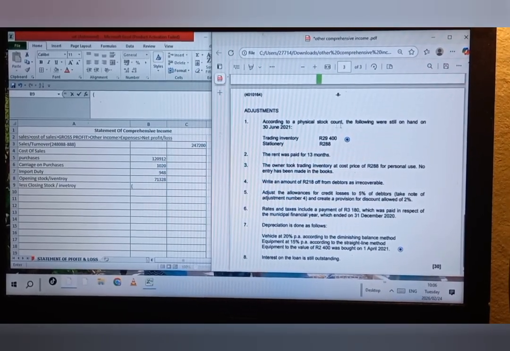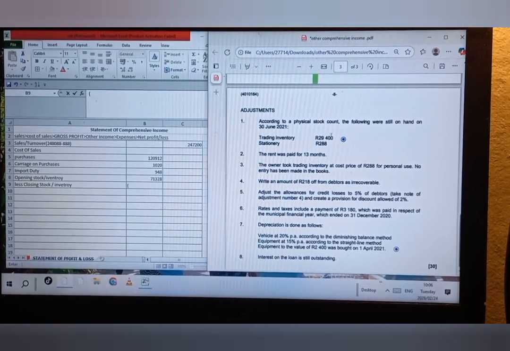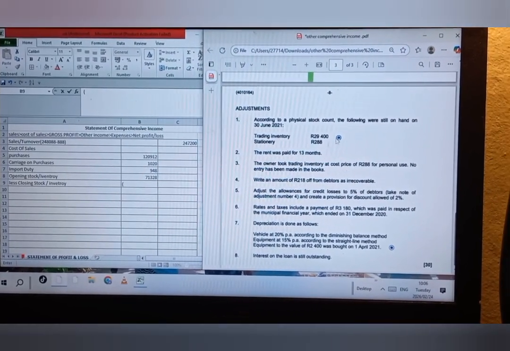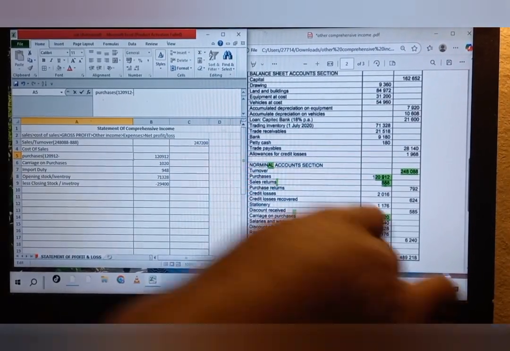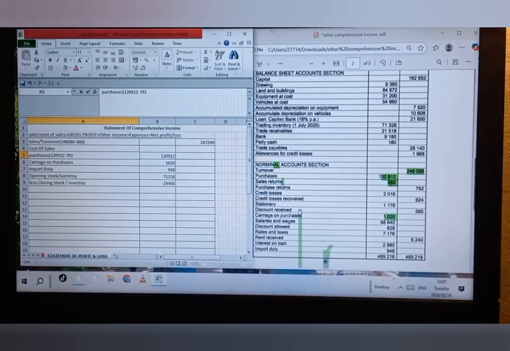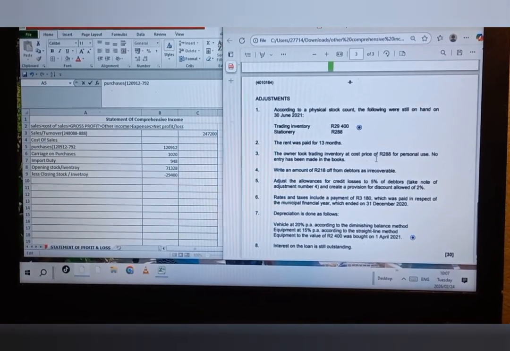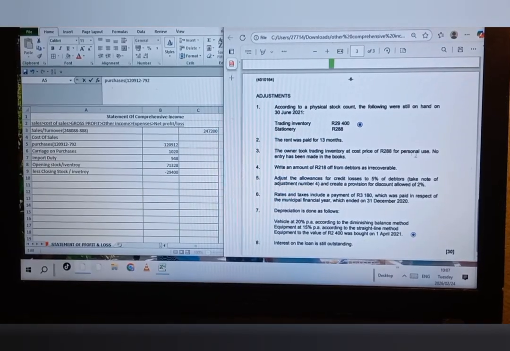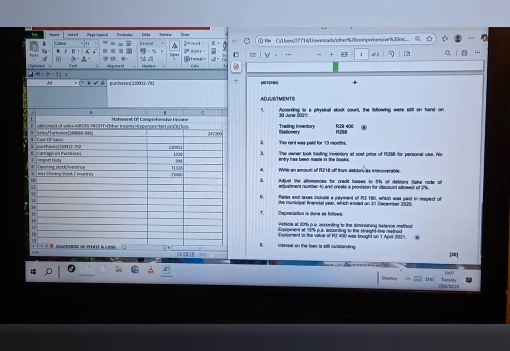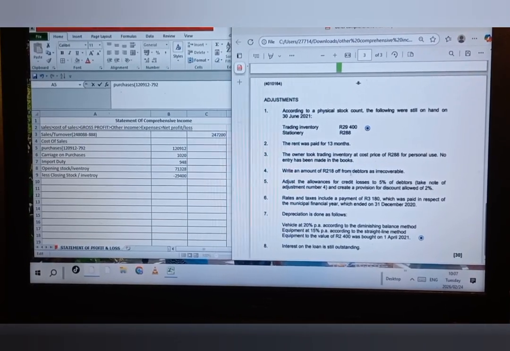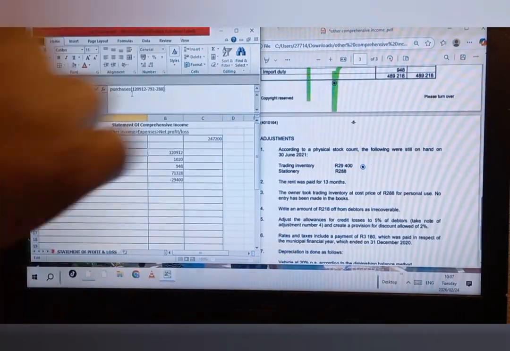According to the physical stock count, the following were still on hand on 30 June 2021, meaning this is our closing stock, 29,400. Purchases return is 792. And then also in our additional information, guys, the owner took trading inventory at cost price of 288 for personal use, which means those are drawings. No entry has been made in the books, meaning it was not recorded. We need to record it. Minus 288. Then you close your brackets.